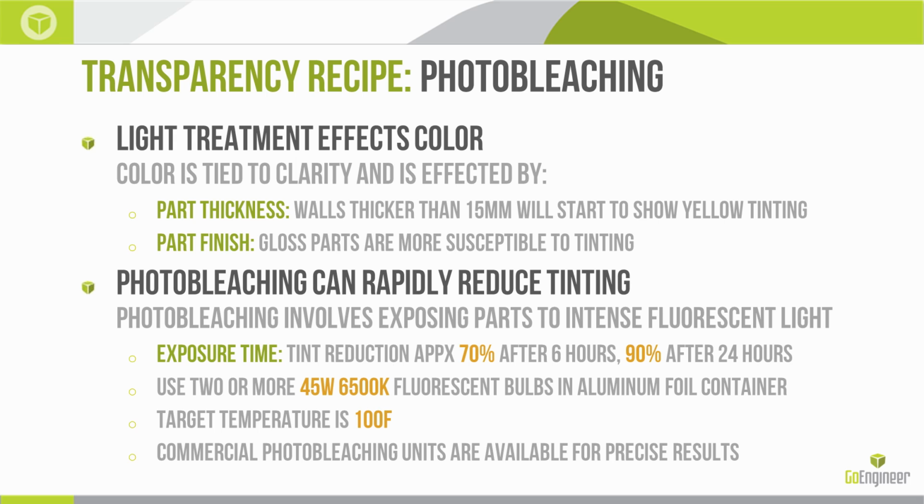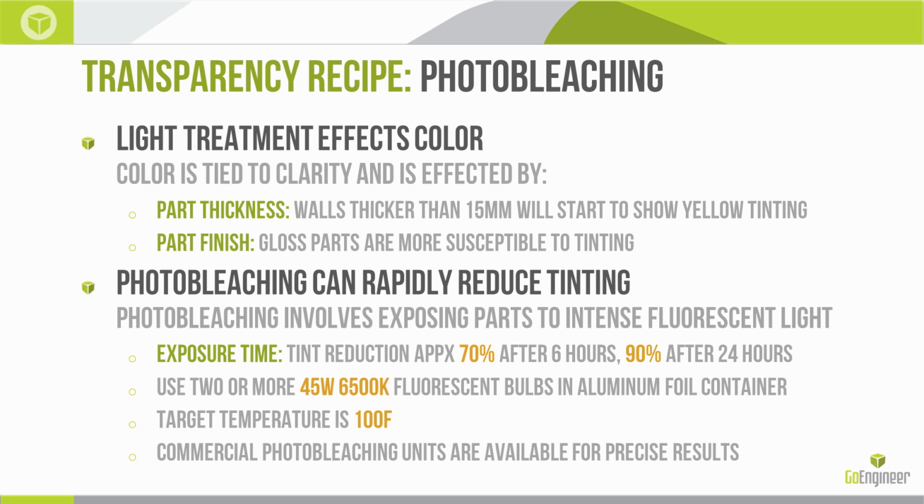2 or more 45 watt 6500K fluorescent bulbs, pointing into a box filled with aluminum foil. That aluminum foil acts as a reflector so we can get light coming from all different directions. We try to keep the temperature around 100 degrees Fahrenheit. If it gets too hot in there, the parts tend to want to start to distort. And if it's too cool, the process doesn't work as well. We do pretty well with just the desk lamps with fluorescent lights that you can just buy at Home Depot.